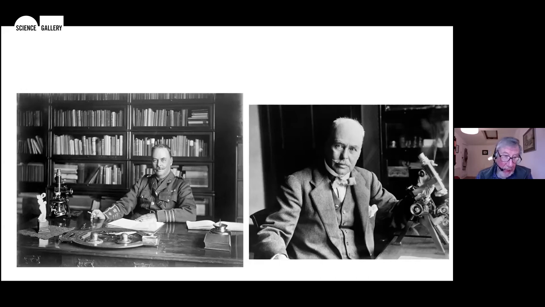But there is, of course, a danger in simply looking at these images, and that is that we see Ross as the individual hero, the white man with a microscope, as if he did all his work by himself, as if it was simply his achievement that the malaria parasite was discovered. Next slide, please.